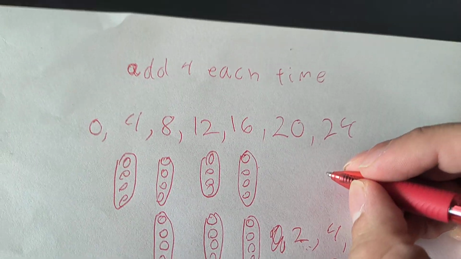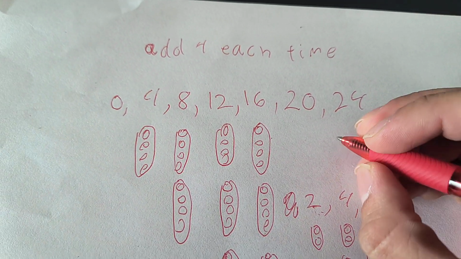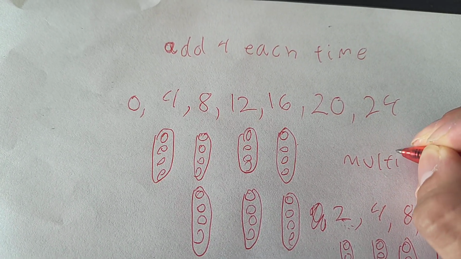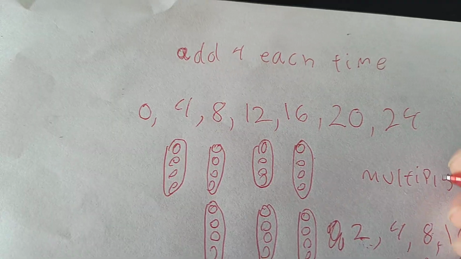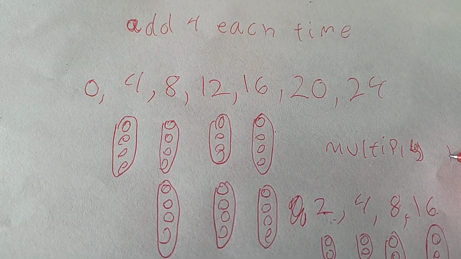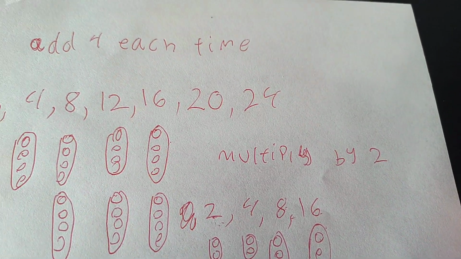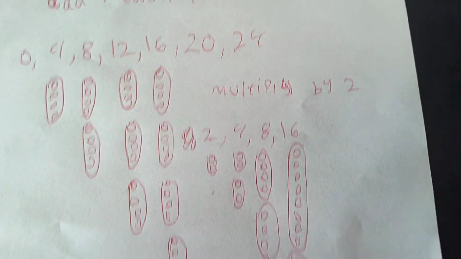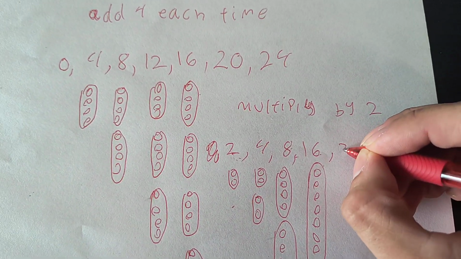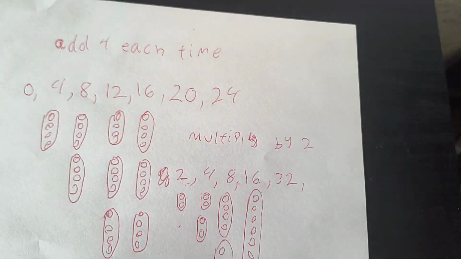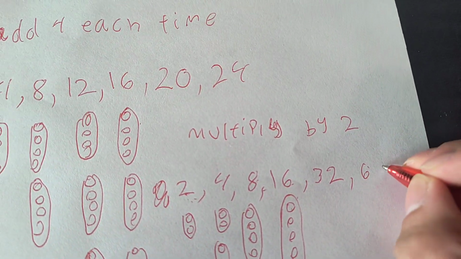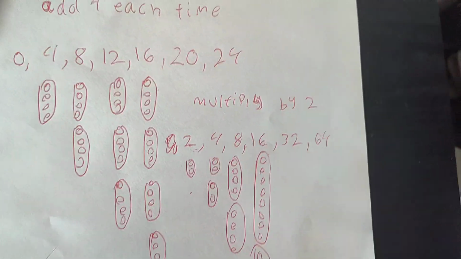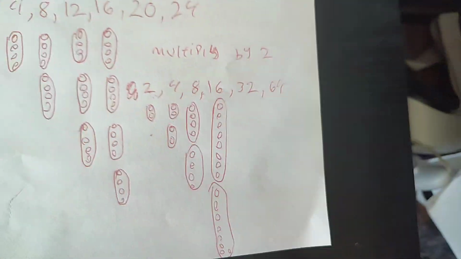So the rule for this pattern would be multiply by 2. If we wanted to extend this pattern, we could just by multiplying the 16 by 2, which is 32. We multiply the 32 by 2, which is 64. So this is how we build patterns. This is how we identify rules for patterns so we can keep extending the pattern, right?